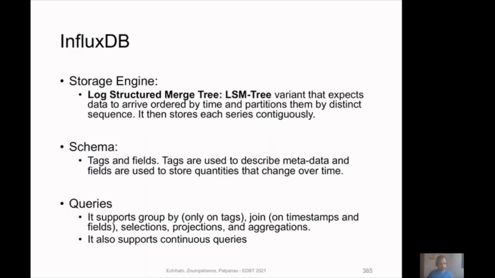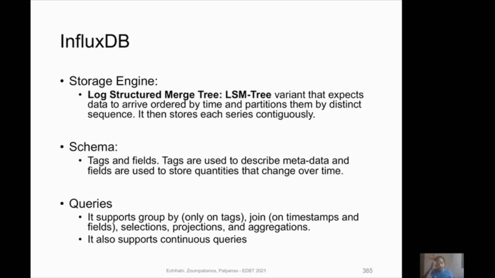So as we've also quickly said earlier, InfluxDB uses what they call a log structured merge tree. This is essentially an LSM tree variant which expects data to arrive ordered by time and then tries to partition them by distinct sequence. So essentially, it gets data that are globally sorted by time and splits them by sequence ID and still sorts them in time. In terms of schema, you have tags and fields. Tags are used to describe metadata, and fields are used to store the quantities that change over time. So, for example, pressure and temperature.